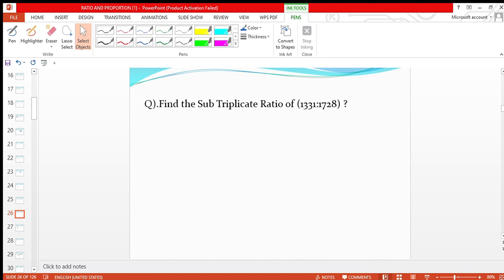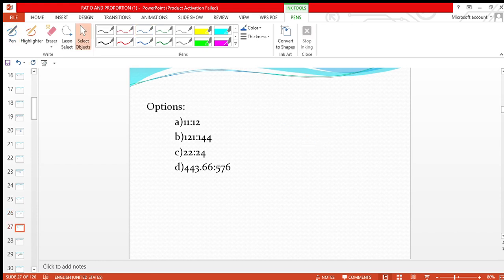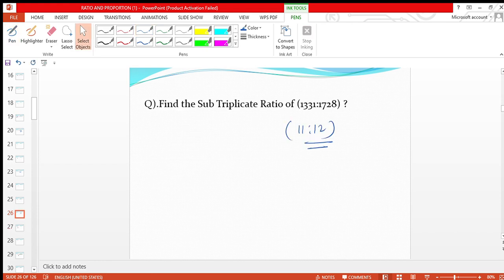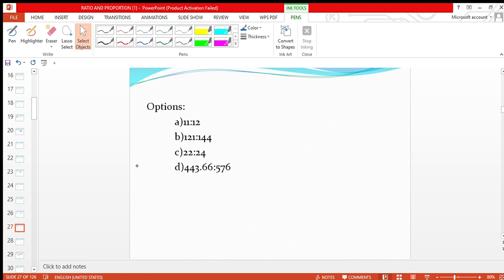Find the sub-triplicate ratio of 1331 and 1728. Cube root of 1331, cube root of 1728. So 11 and 12. 11 is to 12.